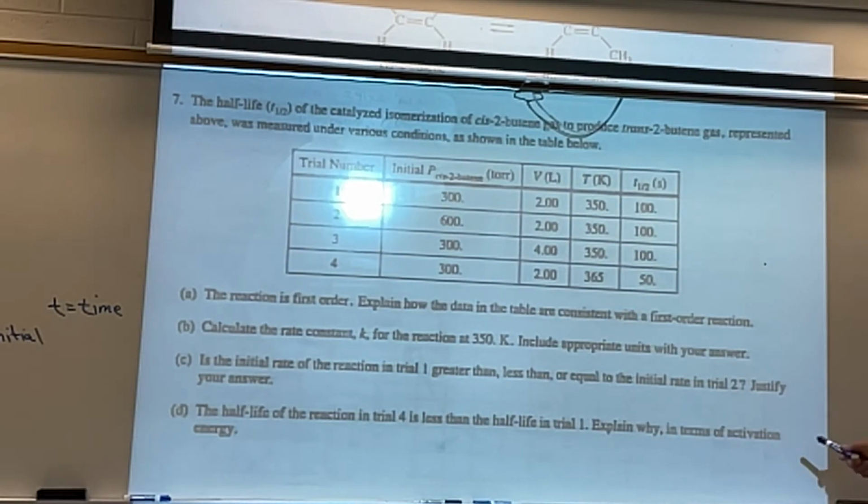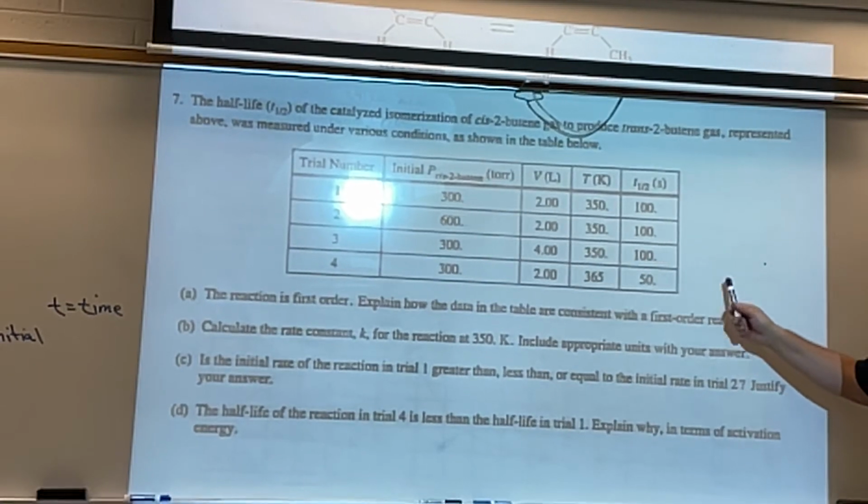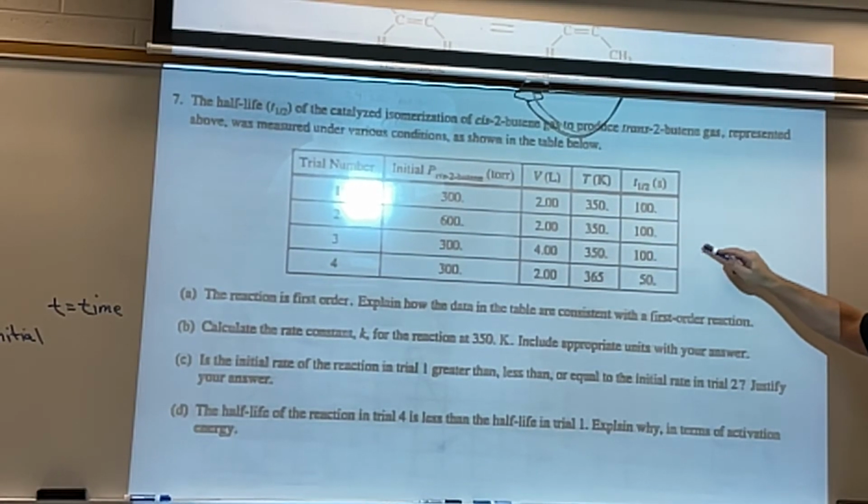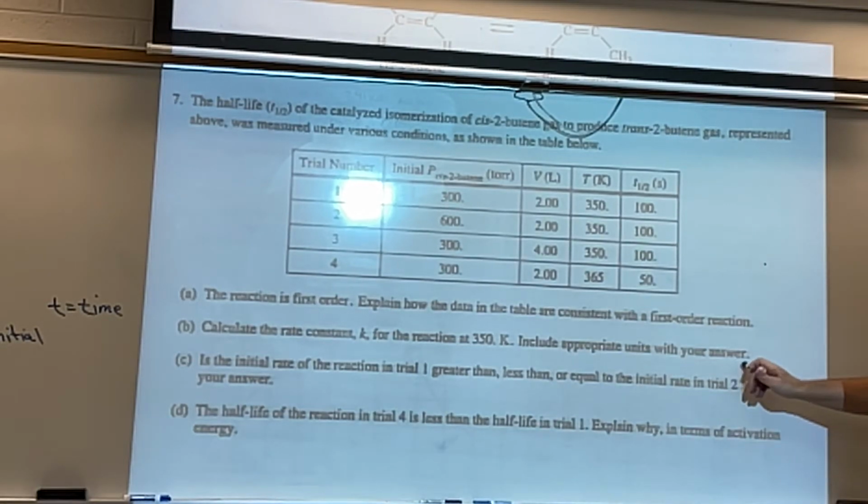Okay, so then we go to B. The answer to this is it's first order because the half-life remains constant, which is only true for first order reactions. So, simple answer. Now we go to B, calculate the rate constant, K, for this.